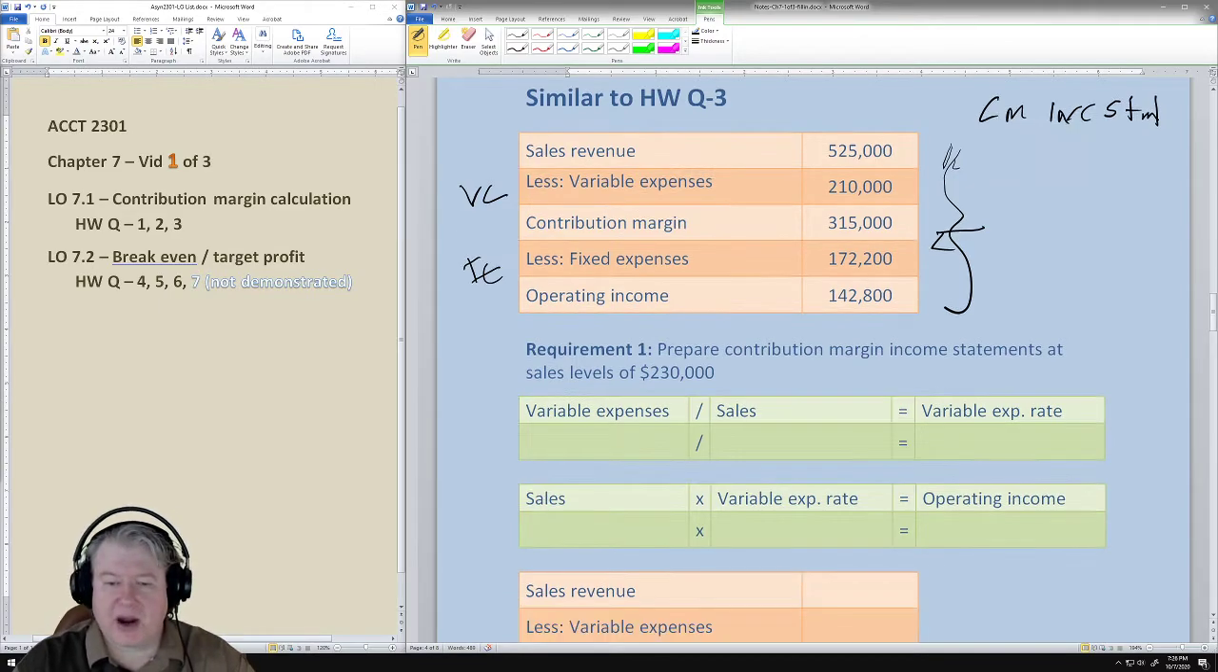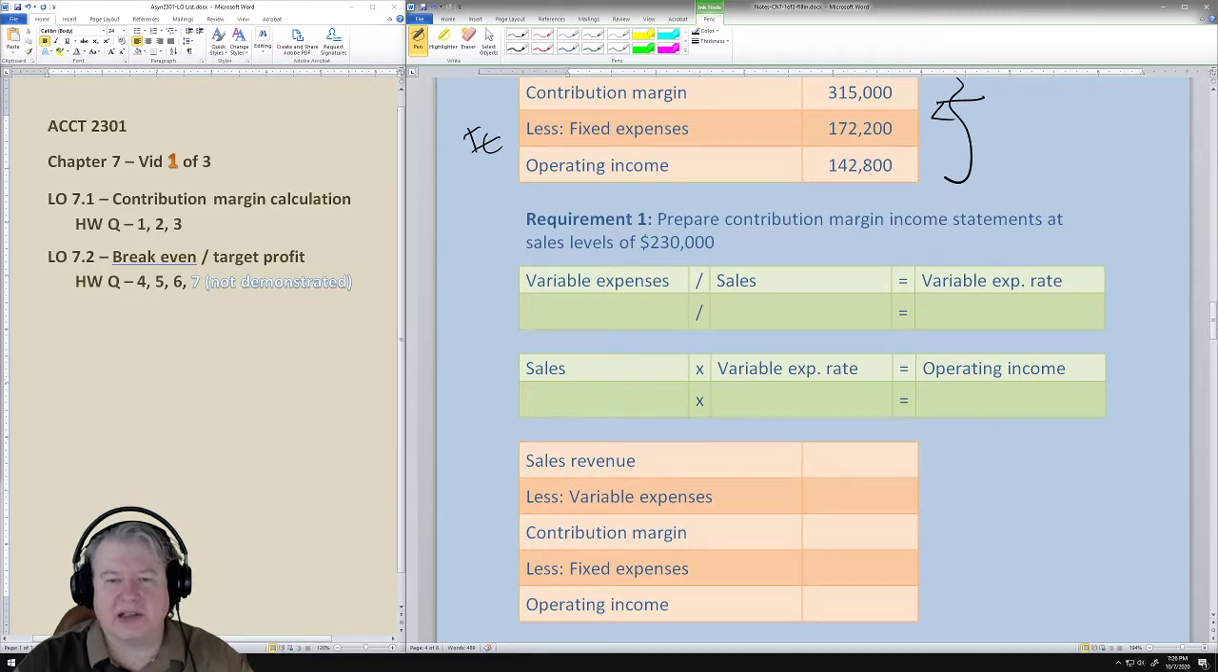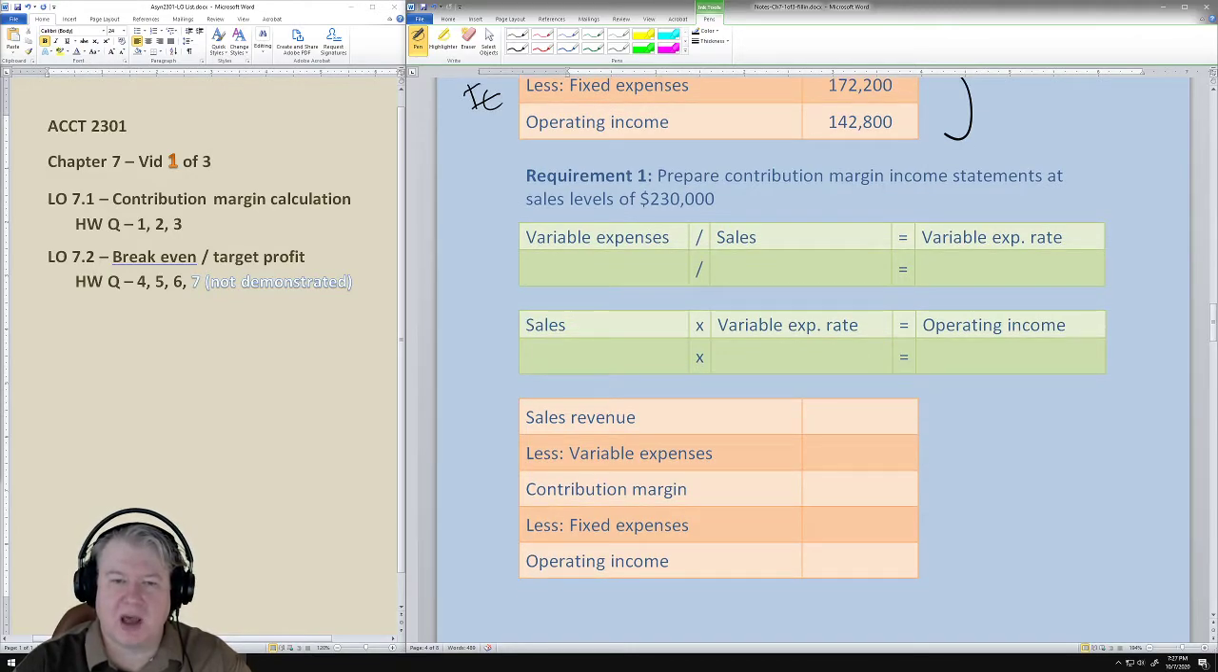So it says prepare, and I think in your homework it actually gives you two different levels. I'm just going to prepare one of them. It's the same process for both. I think one comes up to you're not breaking even, you're losing money, and one comes up to you're making money. So just FYI, you'll have to do this process probably twice in the homework question. So what are our variable expenses? It says prepare the contribution margin income statement for a sales level of 230. Well, we can go ahead and plug that in right here.